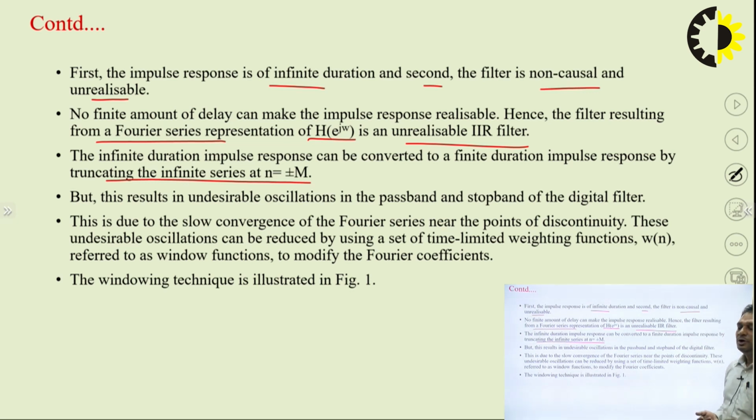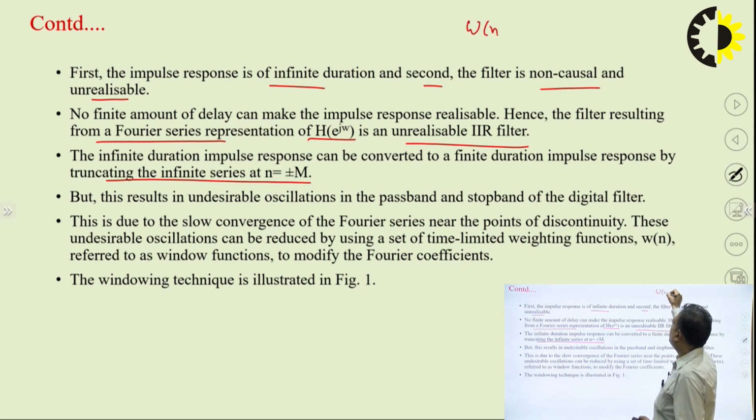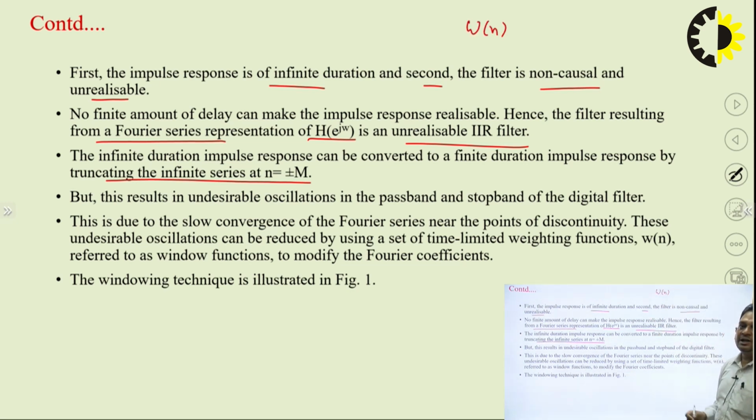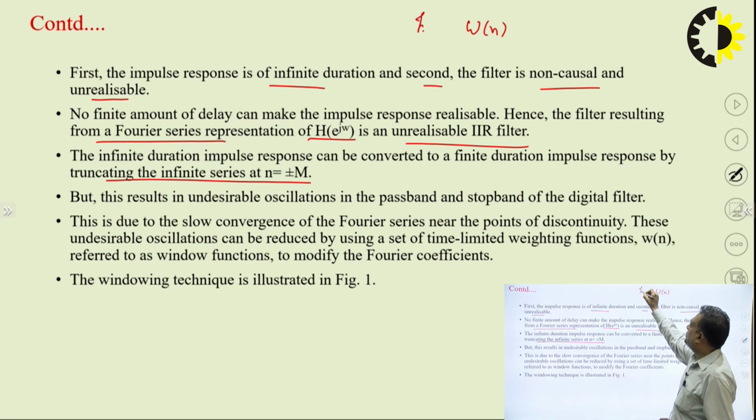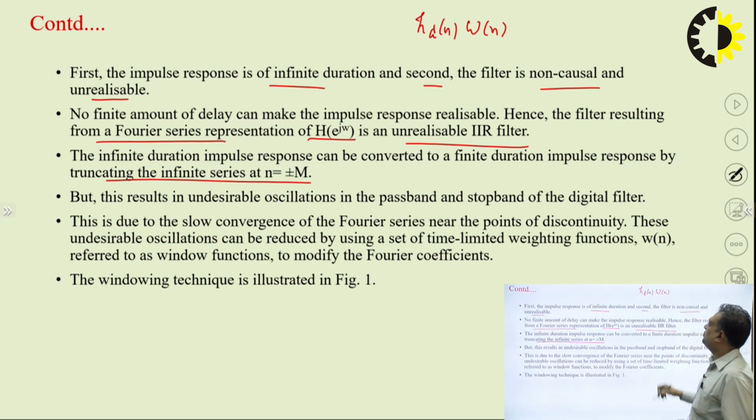So what we will do, we will take a window function. Let us say the window function is a finite duration function w(n). So we are taking a finite duration function so that we can convert our infinite duration impulse response into a finite duration impulse response. Let us suppose this is our infinite duration impulse response and this is the finite duration window function, and if we multiply it, let us suppose we get h(n).